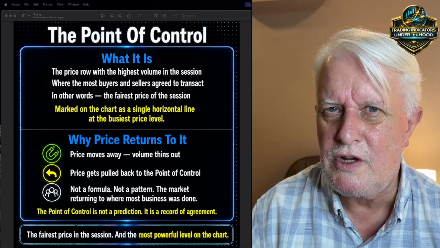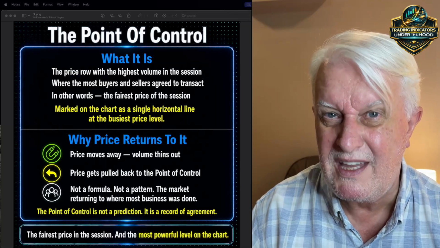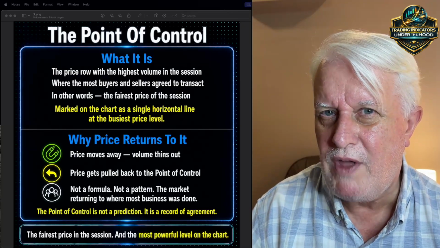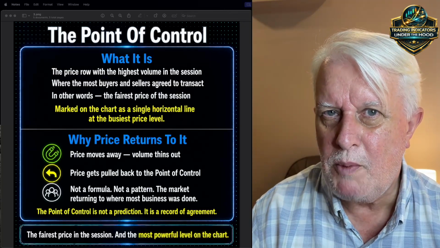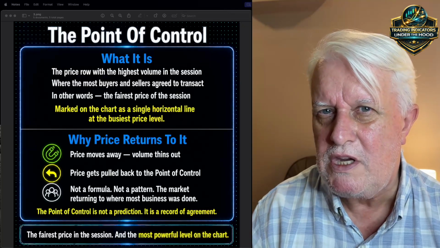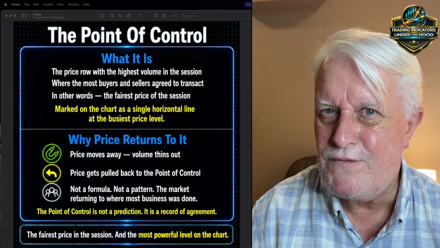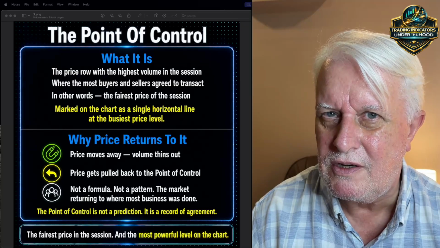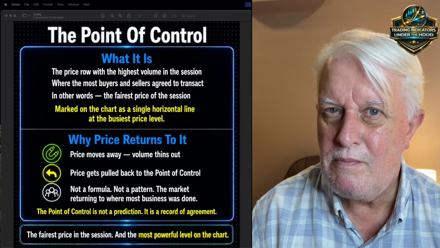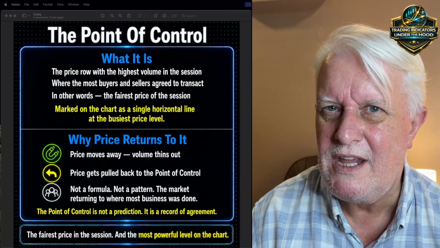And the point of control is the single most important level on the histogram. It is simply the price row with the highest volume of the session, the place where most buyers and sellers agreed to transact. In other words, the fairest price for that session. And because it represents fair value, price has a magnetic relationship with it.